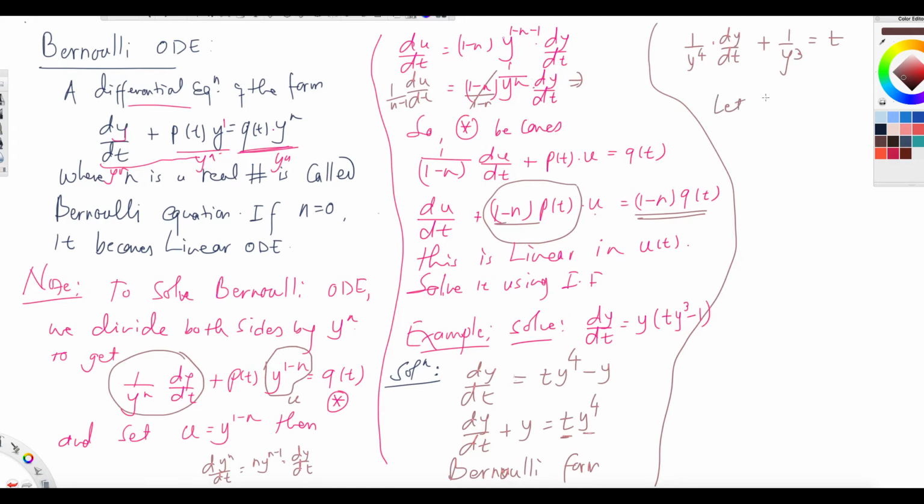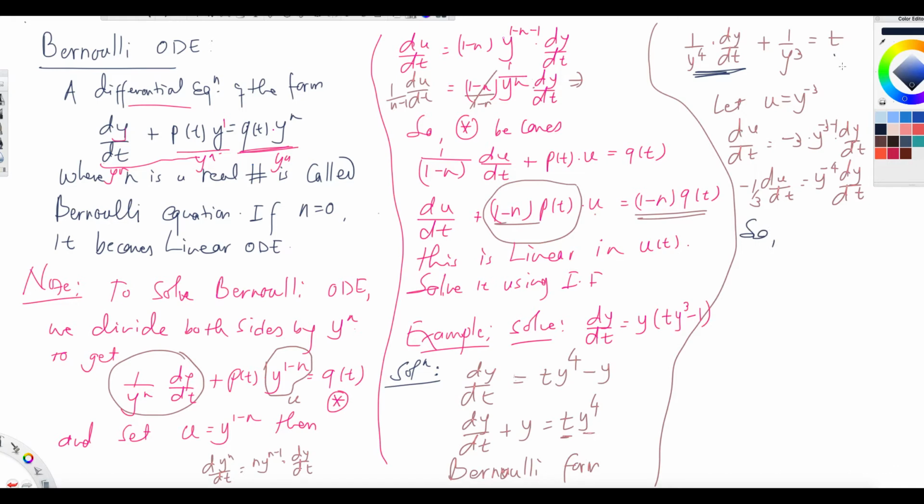Let's move that to the top. u equals y to the negative 3, right? So what will be du over dt then? du over dt will be negative 3 y to the negative 3 minus 1 times dy over dt. So divide both sides by negative 3. So negative 1/3 du over dt equals y to the negative 4 dy over dt. So this thing can be written as negative 1/3 du over dt. This thing is just u, right, equals t.